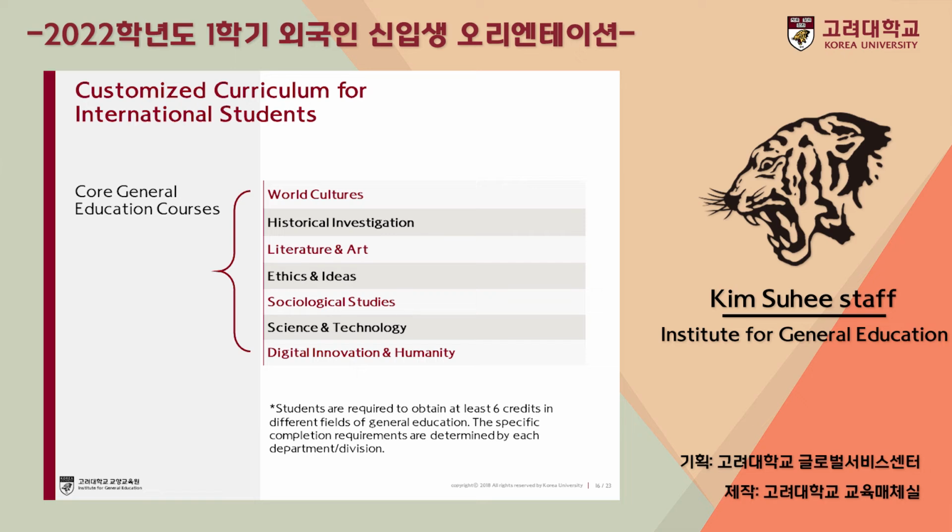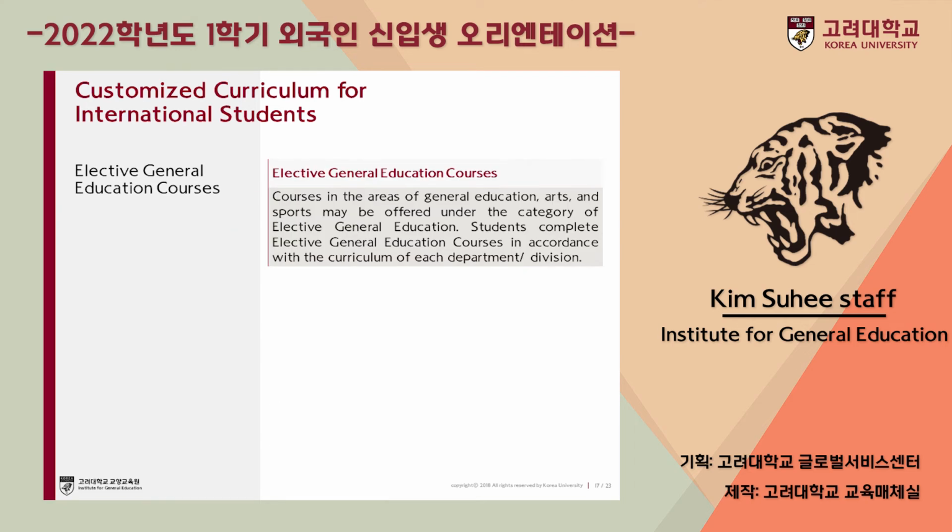But the requirement can differ by department or division, so you must check the academic curriculum of your own department. And you must note that students can only take up to 2 courses in these areas per semester. And the requirements for elective general education courses could also differ by departments or divisions. So once again, you must check the academic curriculum of your department or division.